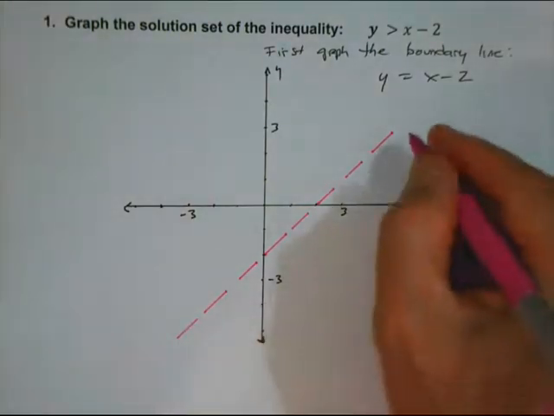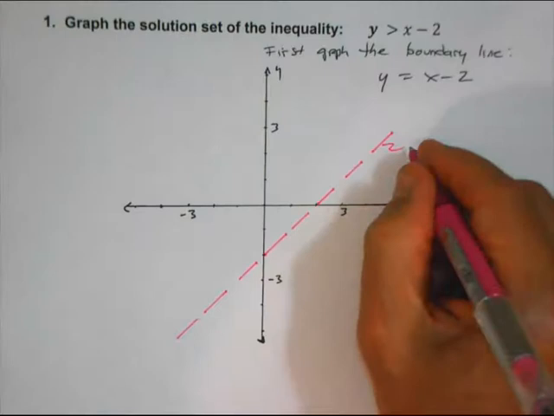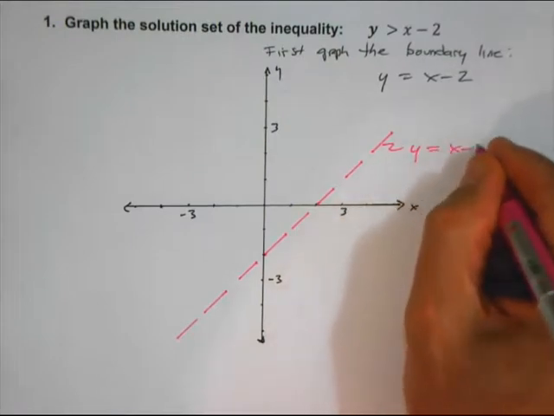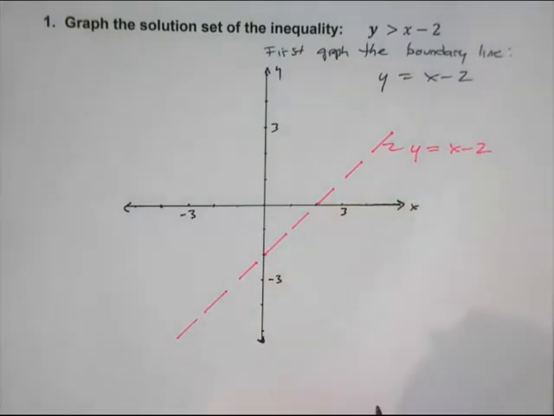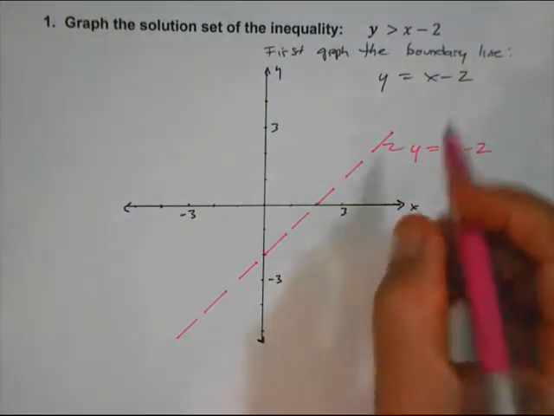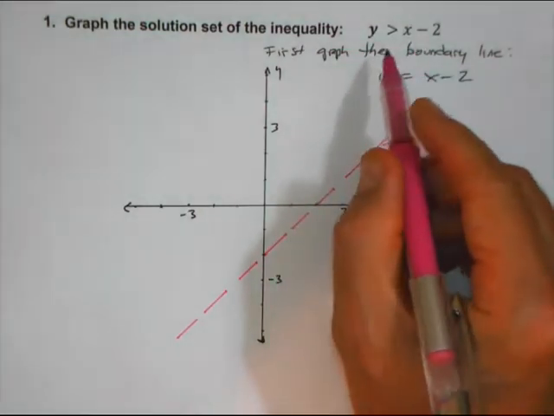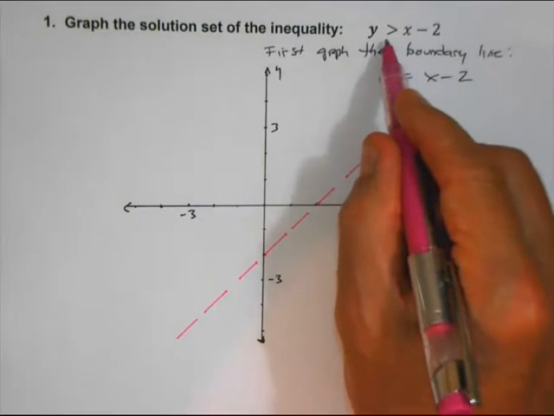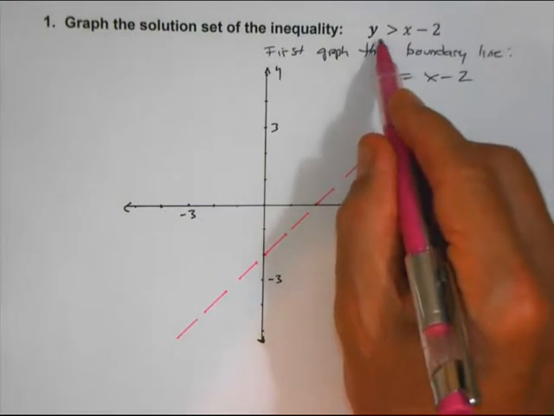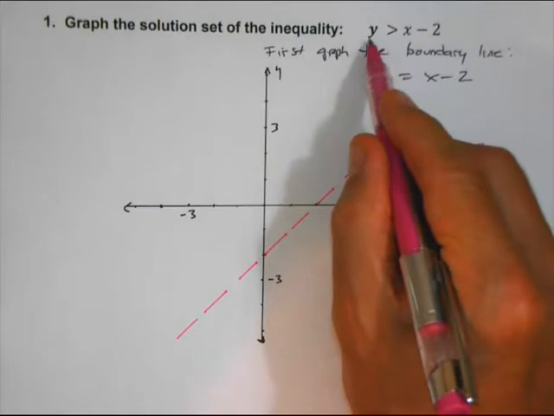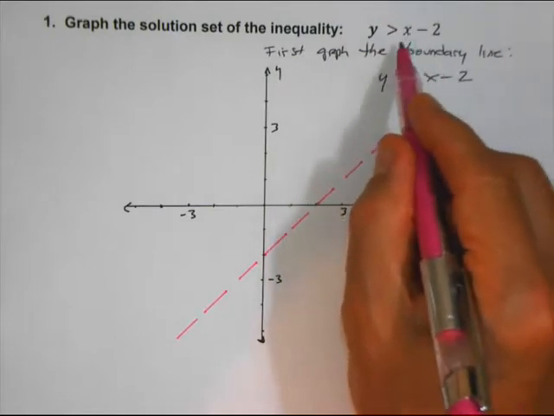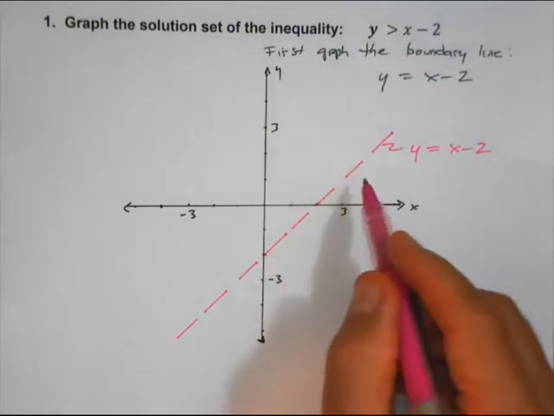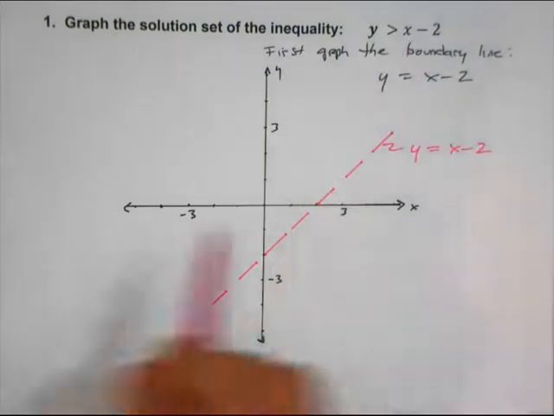Now, this boundary line is important. It should be labeled with its equation. This is y equal to x minus 2. Now, since the inequality is in this form with a y isolated on the left-hand side, we can think of this as saying that the y's need to be above the line y equal to x minus 2 to make this true. And so we will shade everything above our boundary line.